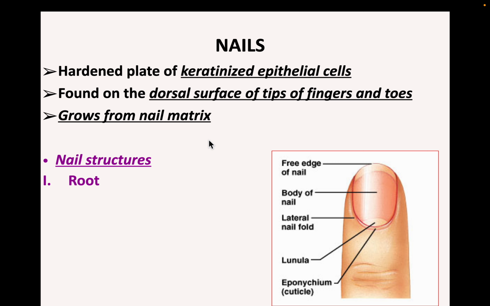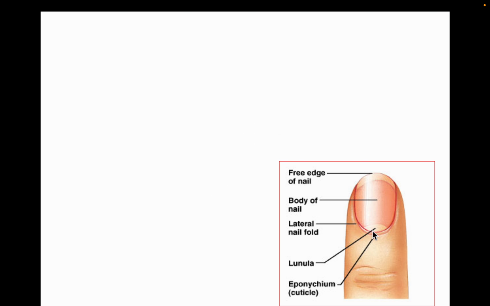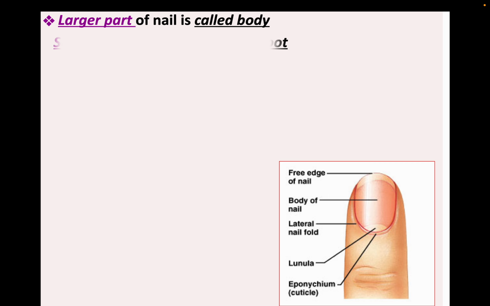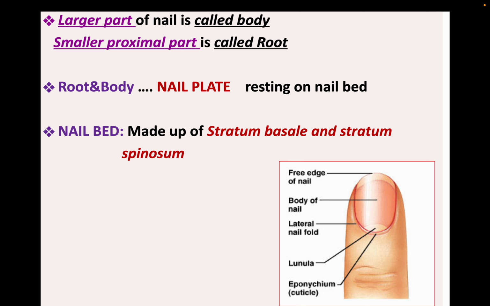grows from the nail matrix. So, the nail structure has a root, body, free distal border, you can see, then hidden border. The larger part of the nail is called the nail body. The smaller proximal part is called the root. So this is the body of the nail, this is the root of the nail. Then root and body form the nail plate resting on the nail bed. Nail bed is made up of stratum basale and stratum spinosum.